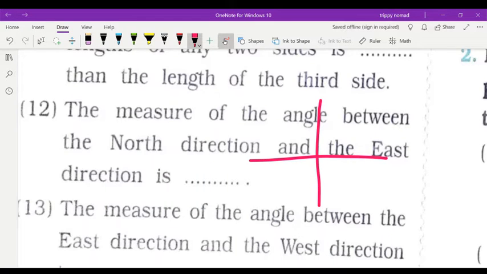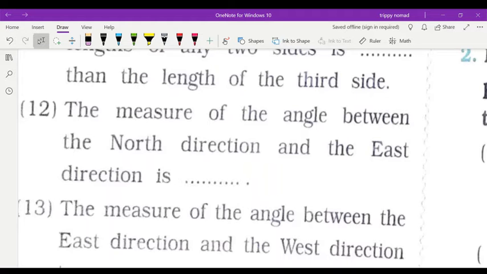Now here you see, this one is north, this one is south, here is east and here is west. And what will be the measure of this angle? Obviously this will be 90 degrees. Since 5th standard you are learning angles, so the answer will be 90 degrees.